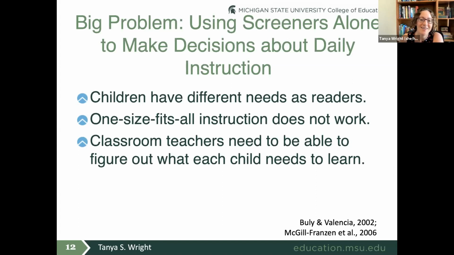So knowing a child has scored below grade level, for example, on M-STEP, doesn't tell us what we need to teach that child. And so classroom teachers are going to have to figure it out, right? They're going to need more information about kids.